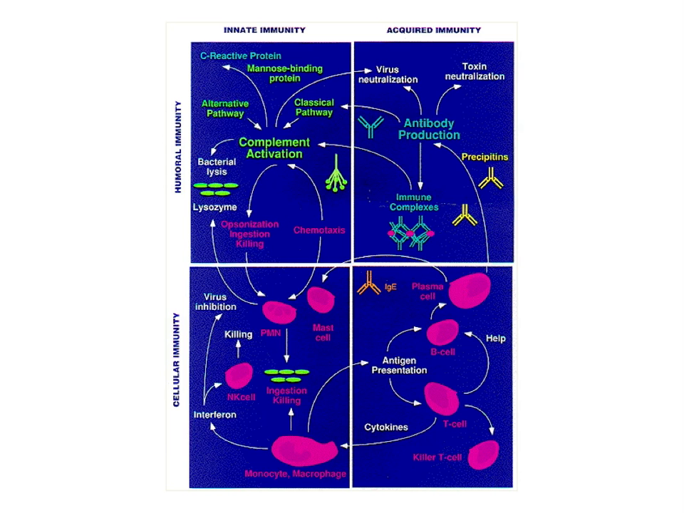This is a busy picture, but very simple. On the left-hand side here we see the innate immune system, and on the right-hand side the adaptive or acquired immune system. The top boxes are about your humoral components, and in the bottom we see cellular components.